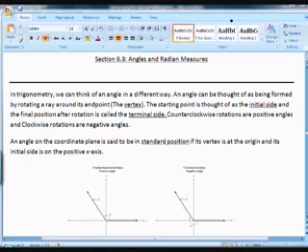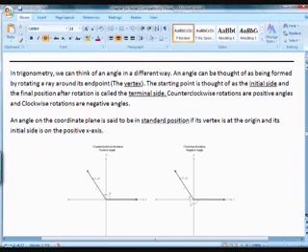An angle can be thought of as being formed by a rotating ray around an endpoint or a vertex. The starting point is thought of as the initial side. The final position after the rotation is called the terminal side. Counterclockwise rotations are positive angles. Clockwise rotations are negative angles.